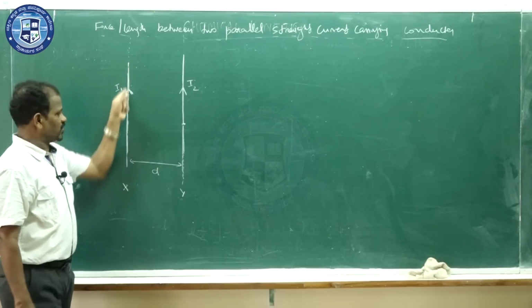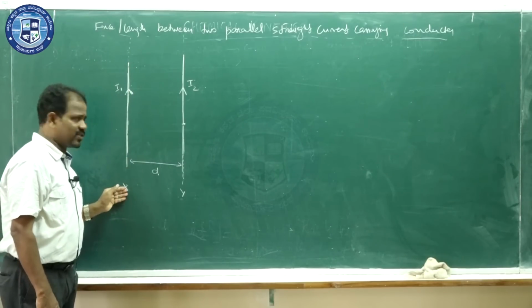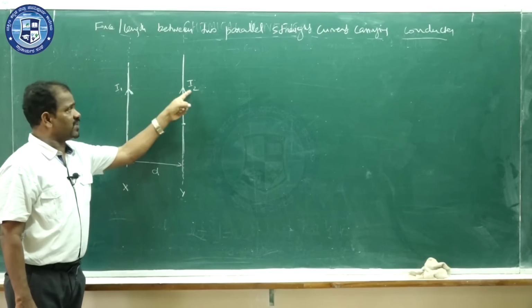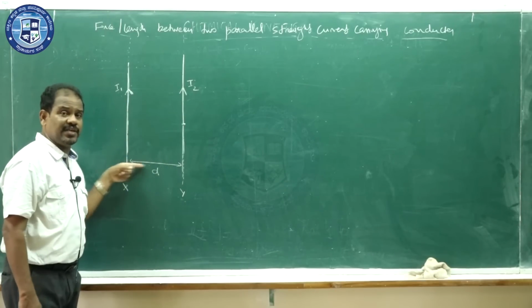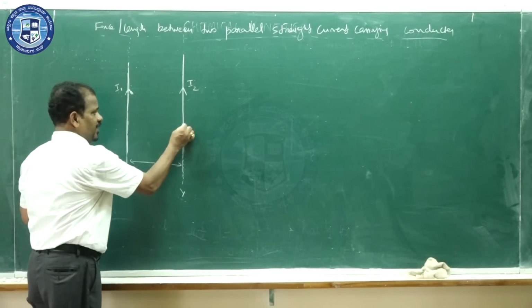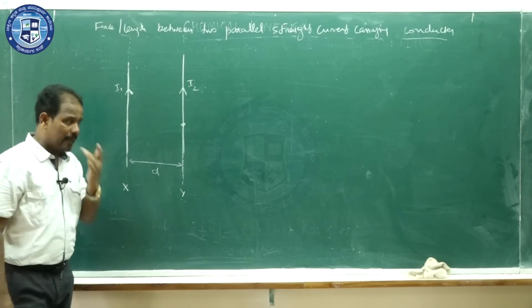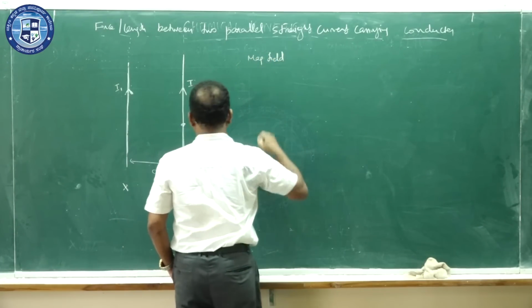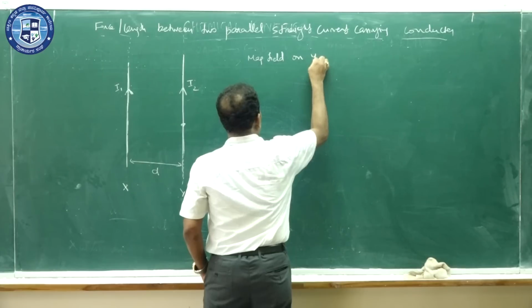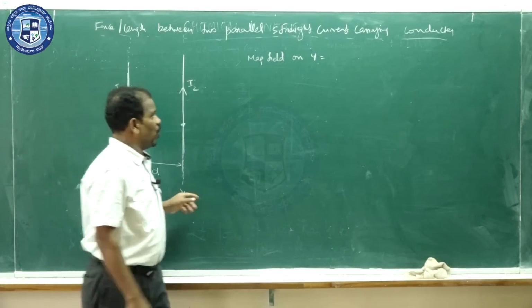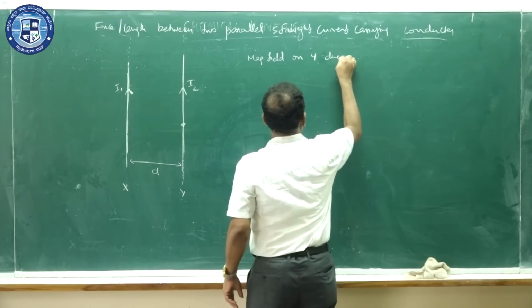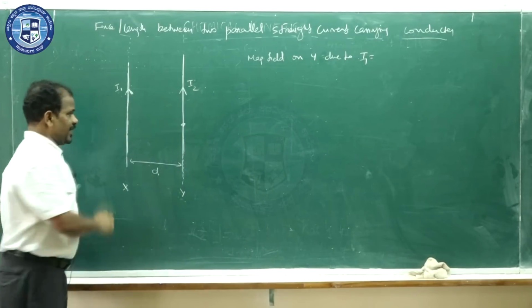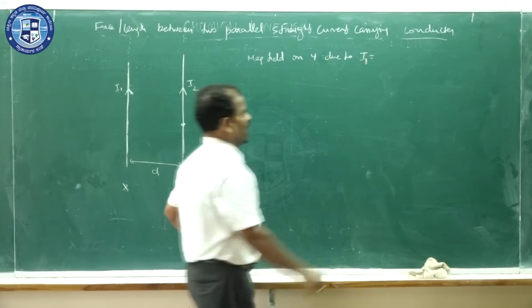Clear? So this is a straight conductor, I call it as X. Straight conductor, I call it as Y. This carries current I1, this carries current I2, separated by a distance D. So first job is what? Finding the magnetic field on Y. So magnetic field on Y due to I1, that is due to X, and X carries what current? I1. I call it as B1.